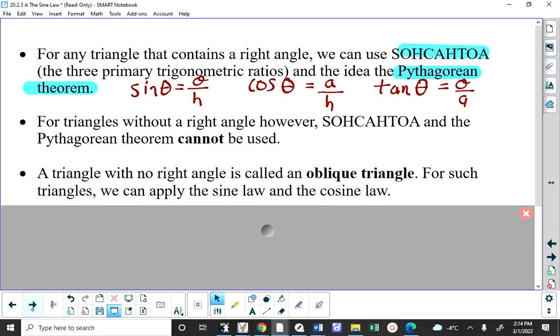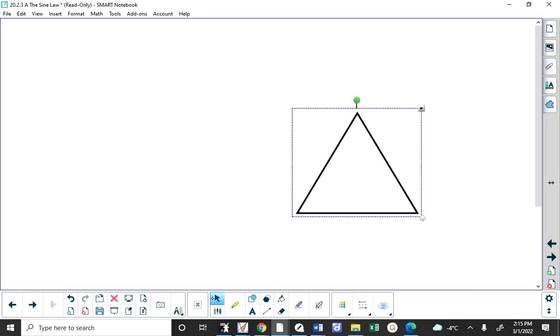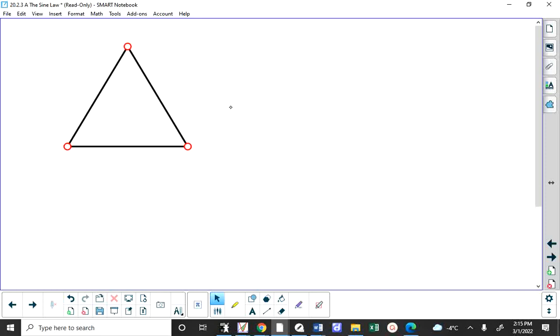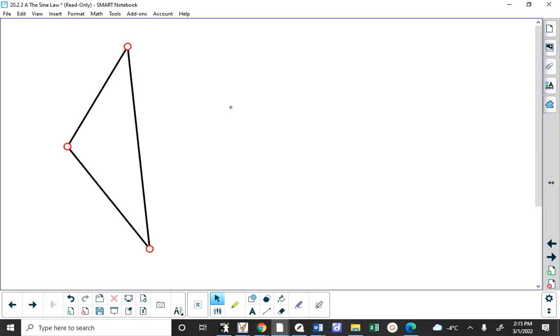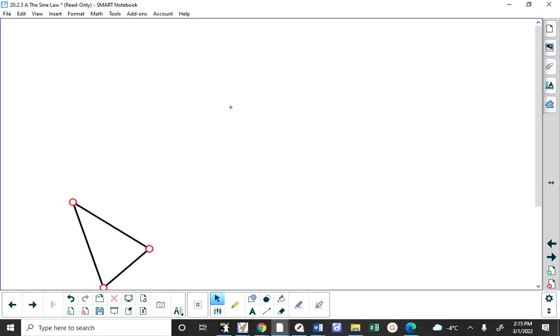So when you see that phrase, oblique triangle, all it means is it's a triangle like that, or this, or that. It's a triangle that does not have a right angle in it.